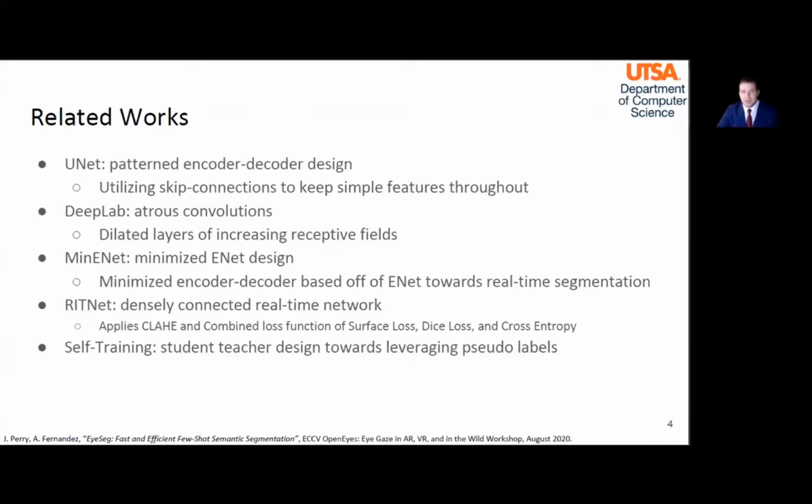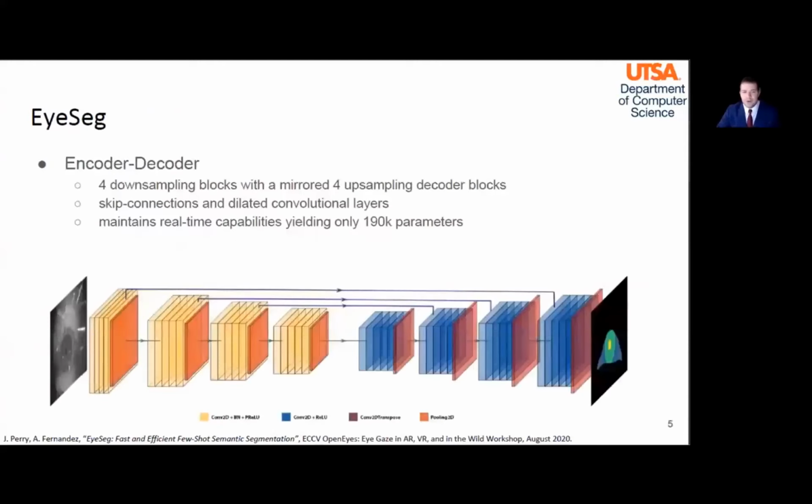To go on to the iSeg framework, taking a high-level view, specifically the encoder-decoder framework, this network kept a consistent filter size throughout the entire network. As you can see, there are 4 encoder blocks and 4 decoder blocks.